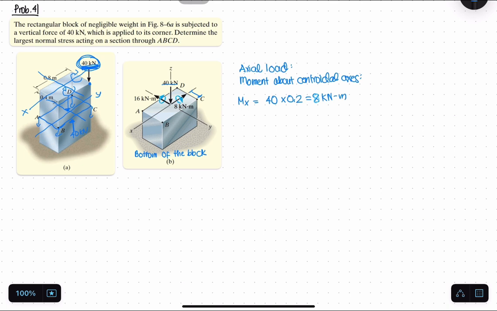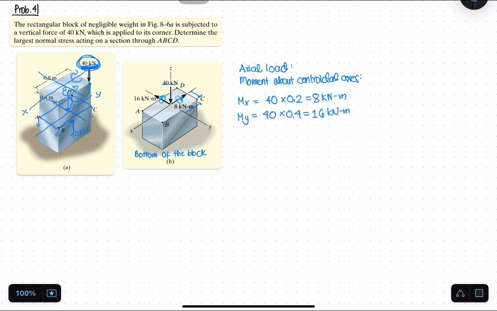Then, yung moment along Y naman, ito, yung 40 natin is magmo-moment dito along Y. So, ang moment arm distance natin is half ng 0.8. So, 40 times 0.4. Okay, so that is 16 kilonewton meter. So, yan yung makikita natin na internal forces on our cross-section.